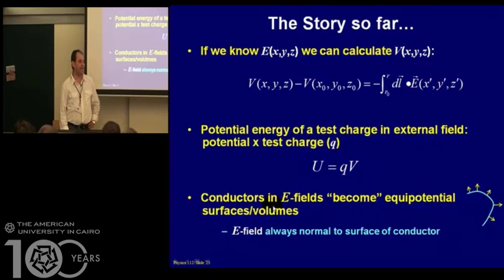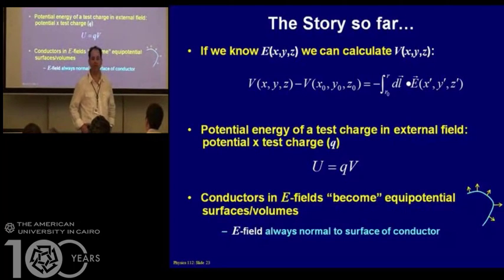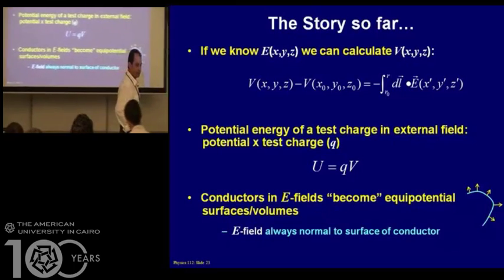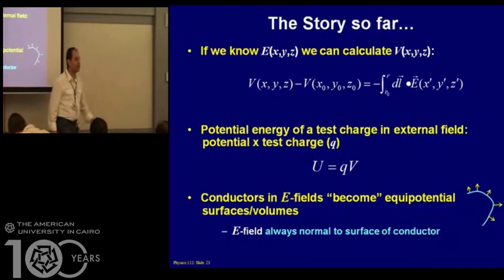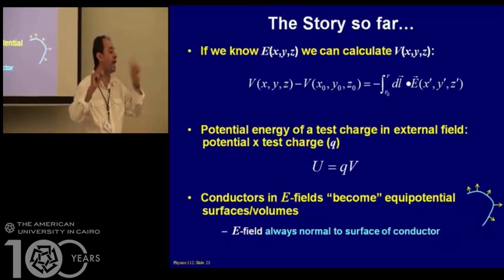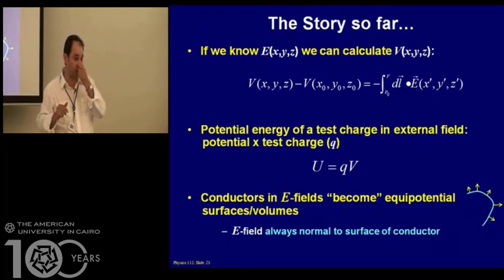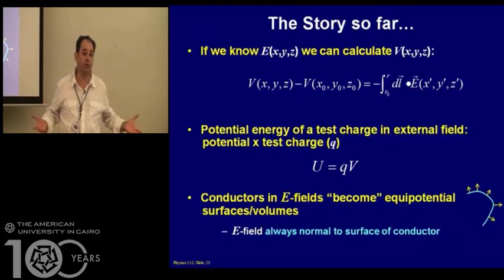A conductor in any electric field becomes an equipotential surface. What does equipotential surface mean? They have the same potential everywhere. So if you have a conductor and you put it in a field, that conductor becomes an equipotential surface. The difference in potential between any 2 points on the conductor is equal to 0. I'll say that again. The difference in potential between any 2 points on the conductor is equal to 0, because that's an equipotential surface.